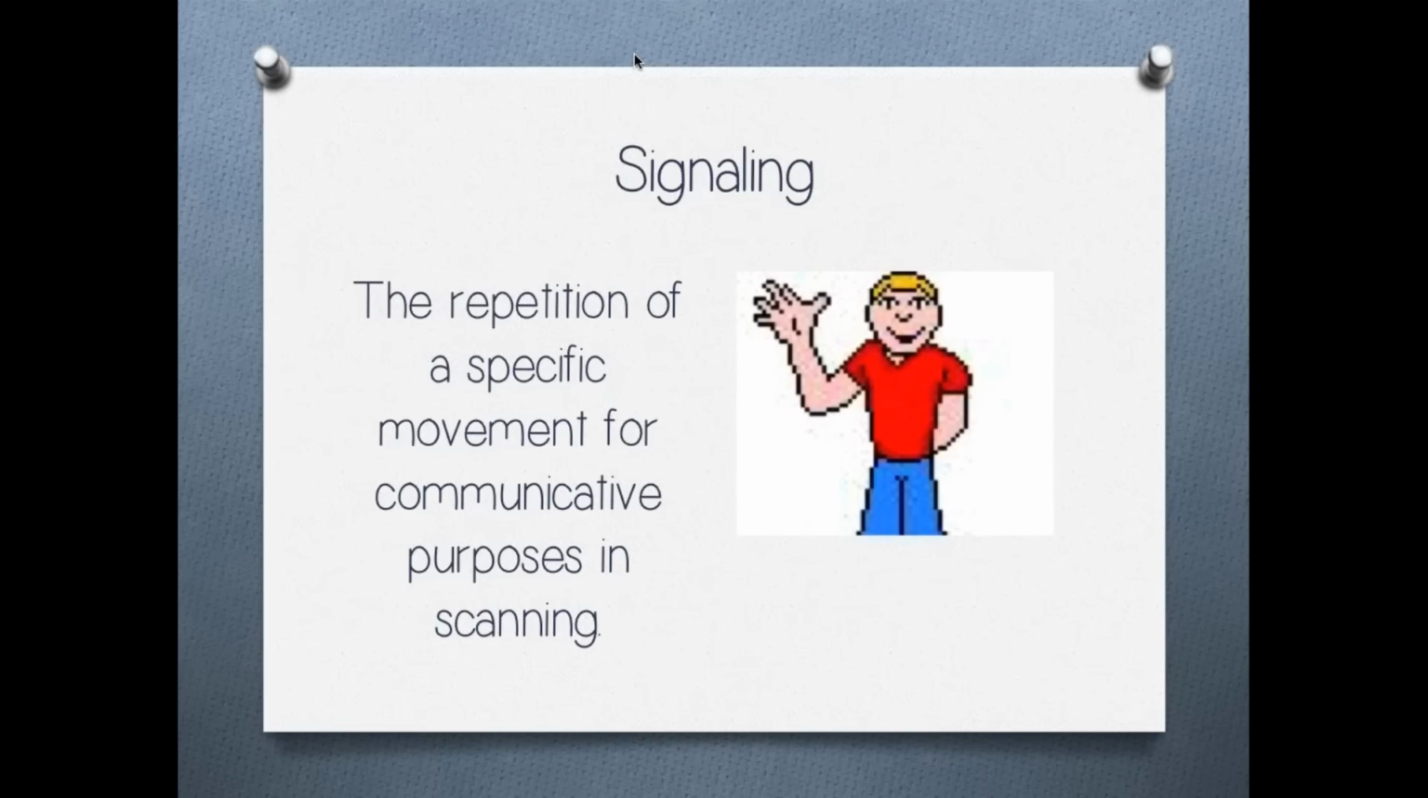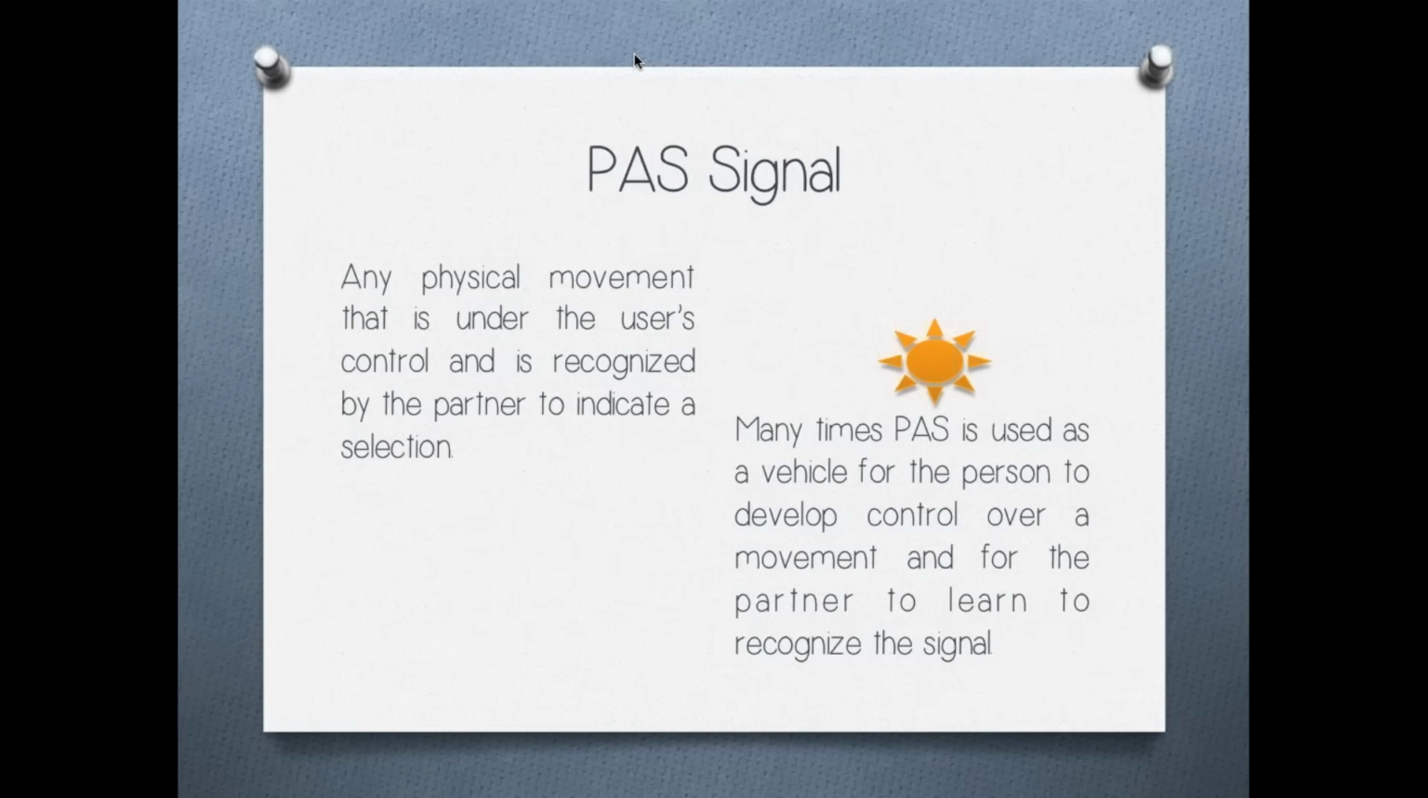So okay, the signal is just a specific movement for communication. It's very generic because it doesn't matter. Any physical movement that is under the user's control and can be recognized by the partner to indicate a selection can be a signal. Now you see the little star over there.